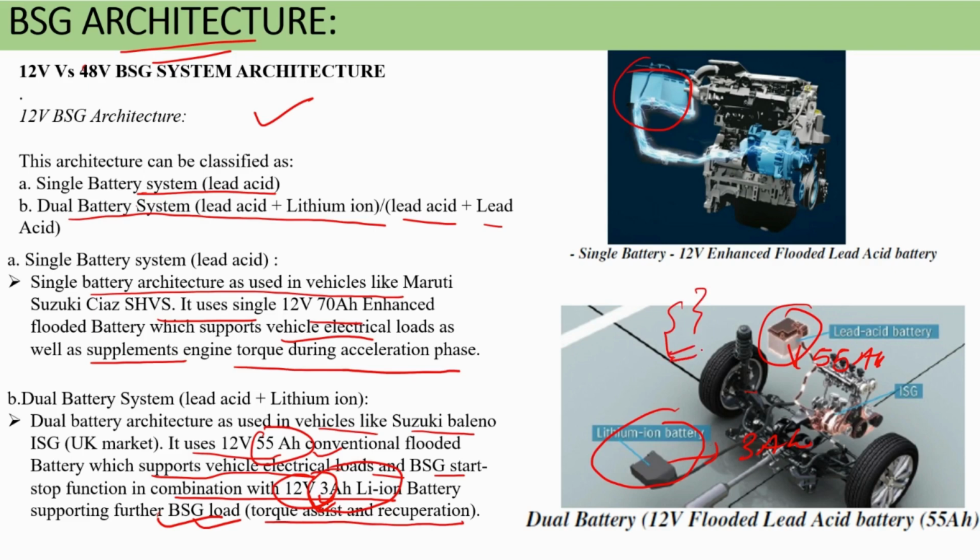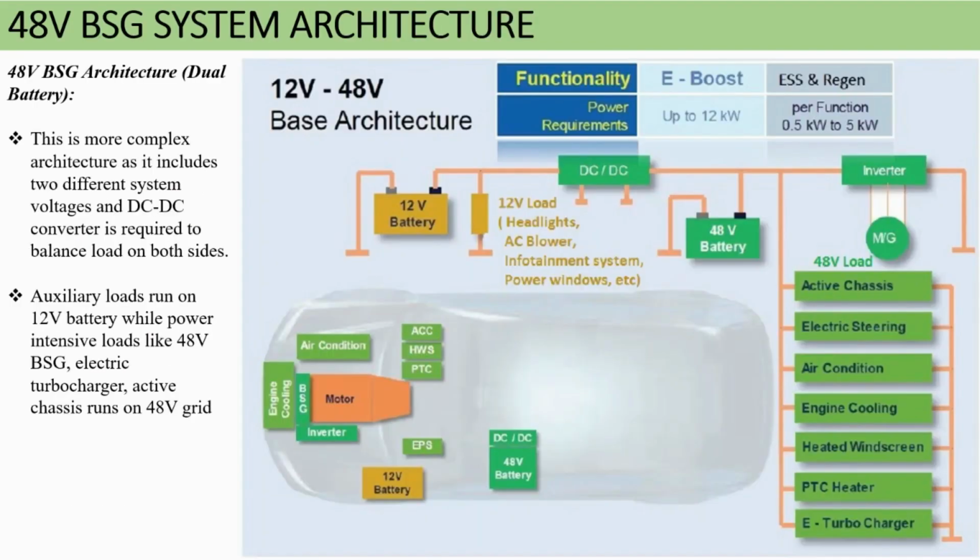So we are not discussing the 12 volt BSG architecture. We are discussing the 48 volt BSG system architecture. So we will see the 48 volt BSG system. In this, it is a more complex architecture. It includes two different system voltages. One DC-DC converter is required to balance the load on both sides.